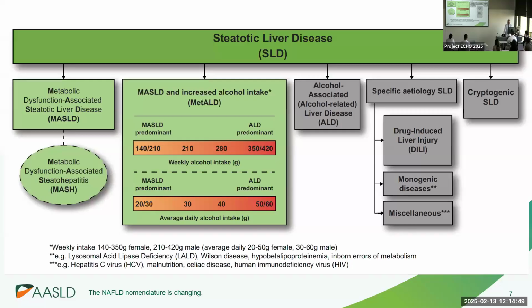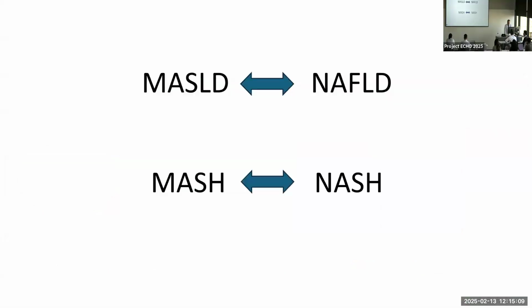So we have MASLD and MASH. On the right side, you have alcohol-associated liver disease, ALD. If patients have both of them, then we call it MetALD. And we have specific etiology for steatotic liver disease or cryptogenic ones. Since it's a very recent change, in this presentation I'll use these interchangeably, like MASLD or NAFLD, MASH or NASH, because our most recent guideline is also using old terminology like NAFLD and NASH.